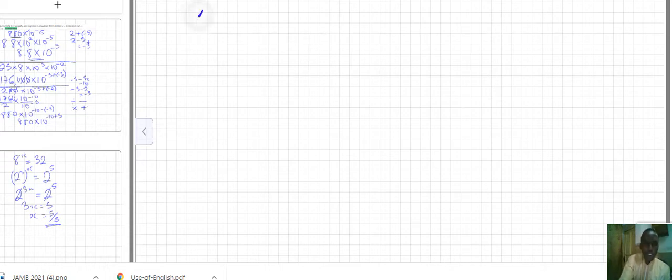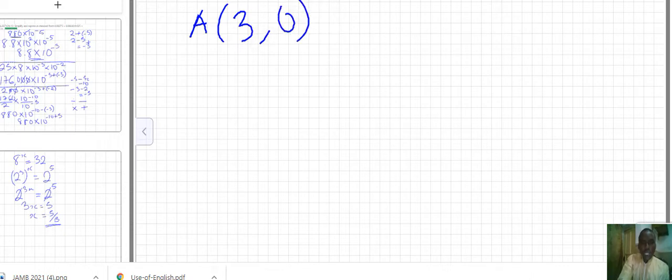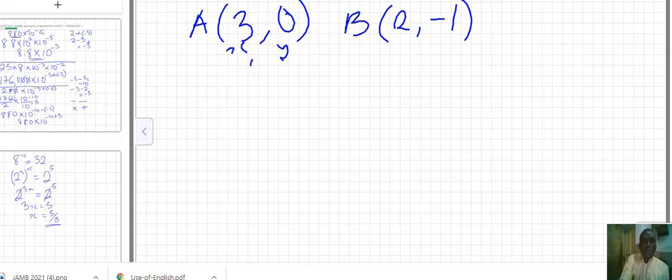You are given coordinate point A, which is (3, 0), and then coordinate point B, which is (2, -1). Now I want you to note two things: this is x1, this is y1, and this is x2, while this is y2, for the two coordinates. Now they say we should find the gradient of the line.